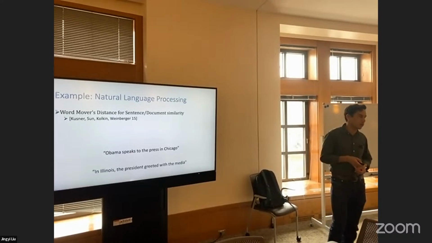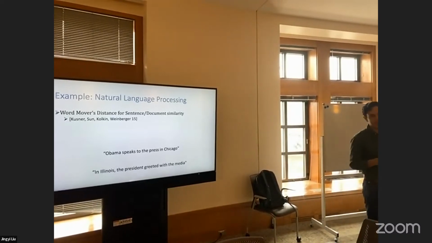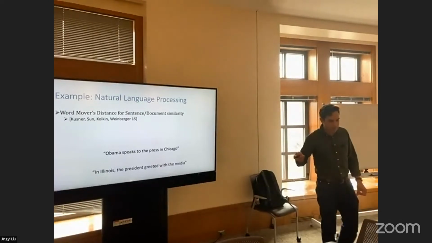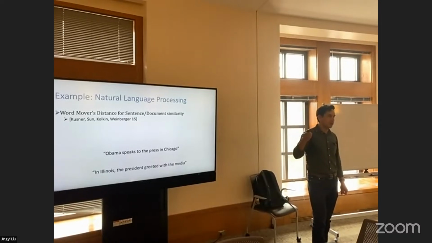One of them is in natural language processing. This is sort of a classic approach, classic being 8 years old now, and that's classic for NLP. This goes back to a paper of Kusner, Sun, Kolkin, and Weinberger at ICML in 2015. And this had the idea of using Earth mover distance to look at document similarity.